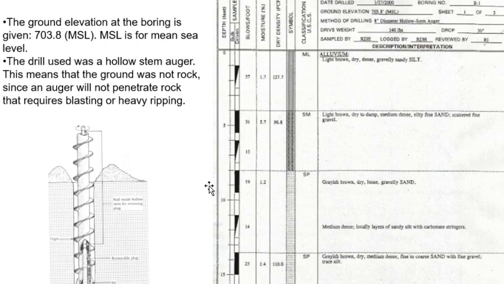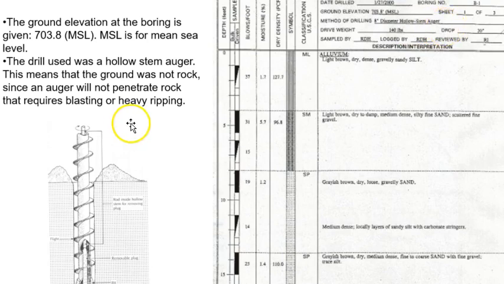Here the ground elevation at the boring is given. So the ground elevation is the elevation at which it started, so that's ground level, essentially, the ground elevation where we started the boring. The drill used was a hollow stem auger. That's identified here as well, the method of drilling.